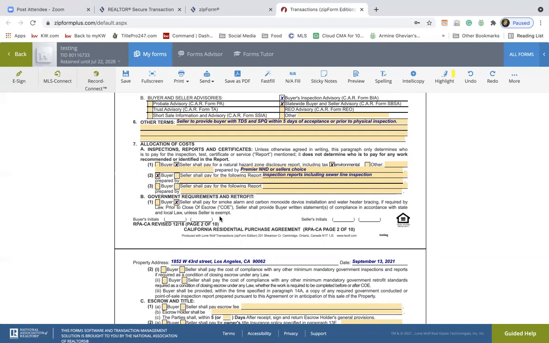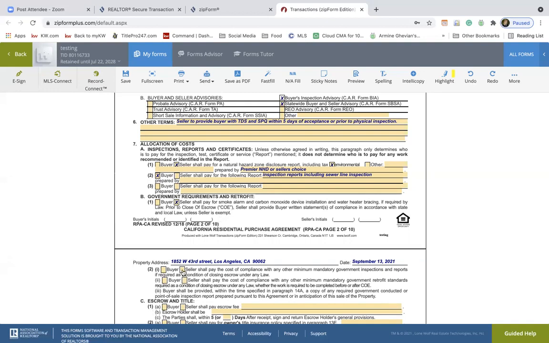Well, they can't. Even if both buyer and seller agree that they don't want compliance or 9A report and whatever, if it is a requirement by the state or by the local government, escrow will not close the transaction without the retrofit or compliance. So make sure you understand that and you explain it, especially to the investor clients.